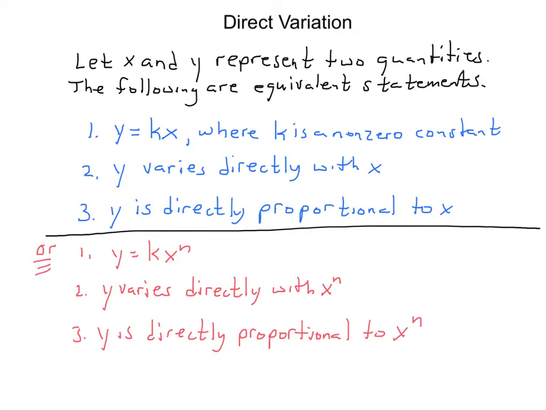The other thing you have to keep in mind is that this also works with powers of x. So I could say y equals k times x to the n. That's the same thing as saying y varies directly with x to the n, or y is directly proportional to x to the n. You will end up dealing with both of these as you go through these problems. So keep that in mind in terms of those relationships. In a direct variation, you're going to get the constant times x, or the constant times some power of x.